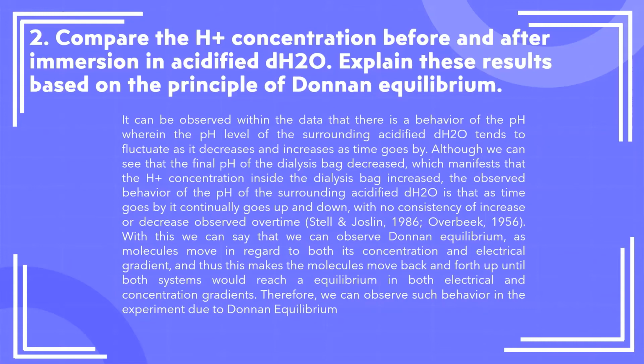With this, we can say that we can observe the equilibrium as molecules move in regards to both concentration and electrical gradients, and thus the molecules move back and forth until the systems reach an equilibrium in both electrical and concentration gradients, and also in pH. Therefore, we can observe such behavior in the experiment due to the equilibrium.